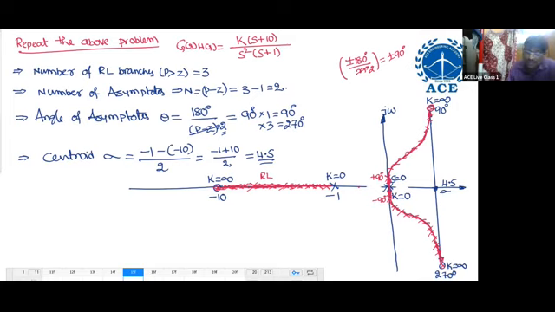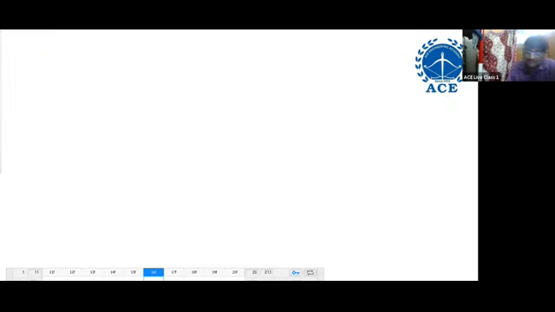Next rule. Rule number 6. Break point. It is a very important rule. Break point means simply junction of poles.